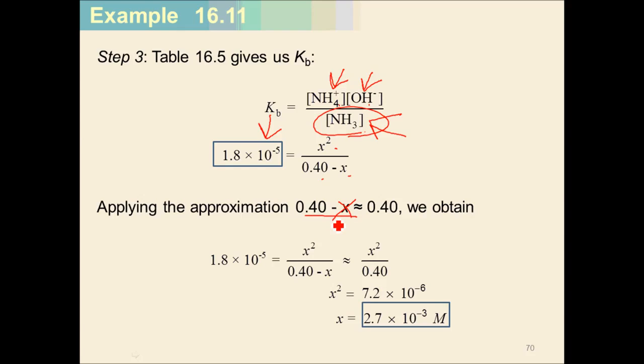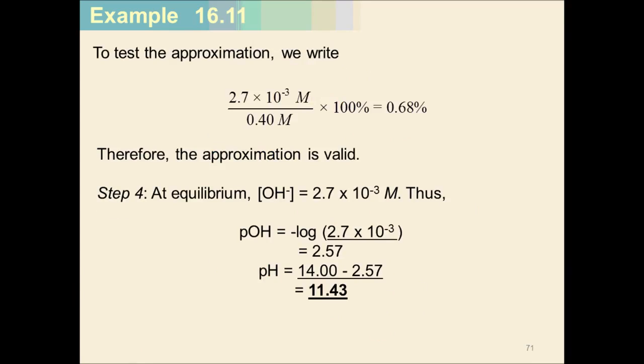What we will then have to solve for is 1.8 times 10 to the minus fifth is equal to x squared divided by 0.40. Multiplying both sides by 0.40, then taking the square root of 7.2 times 10 to the minus 6, we get x to be 2.7 times 10 to the minus third molar. On slide 71, check your approximation.